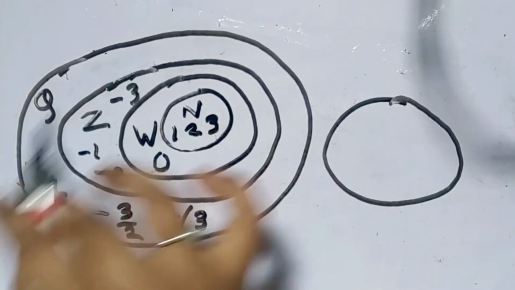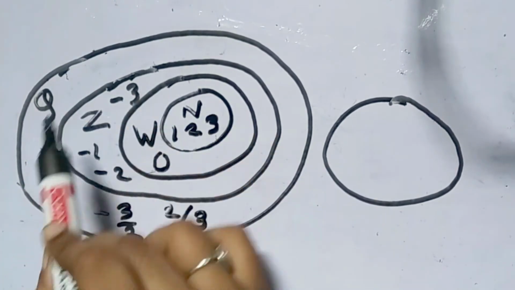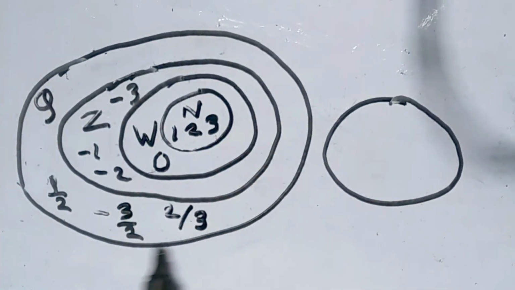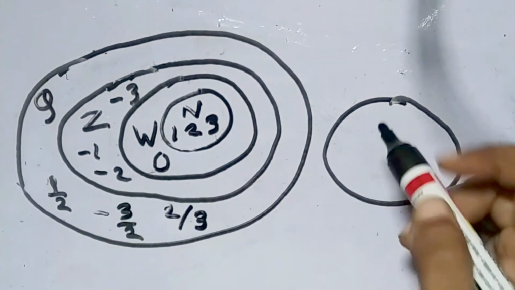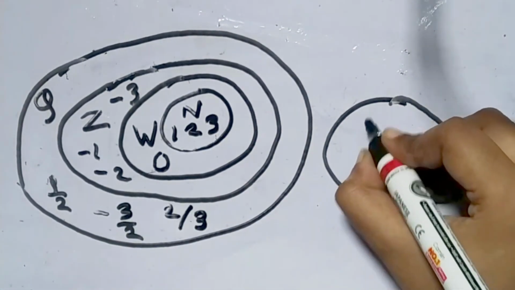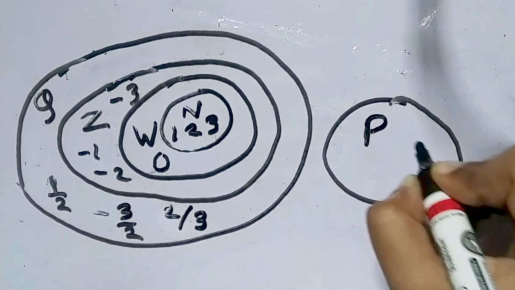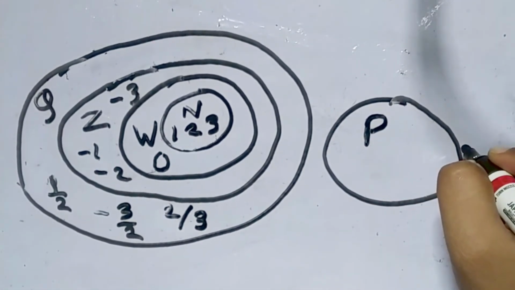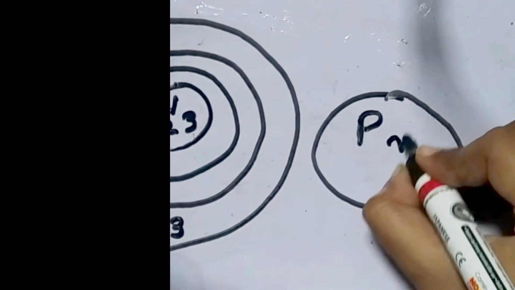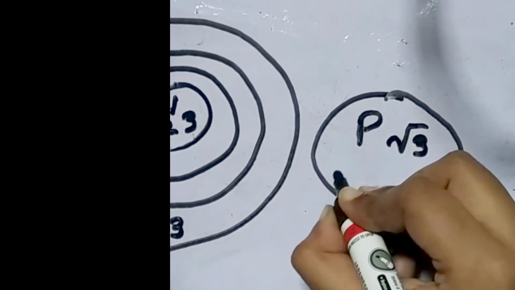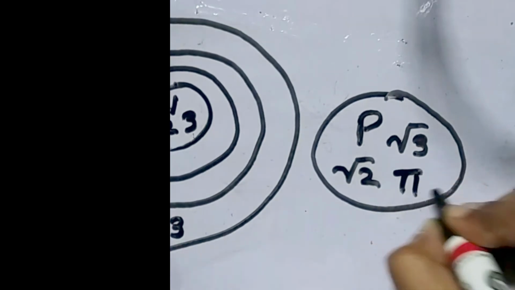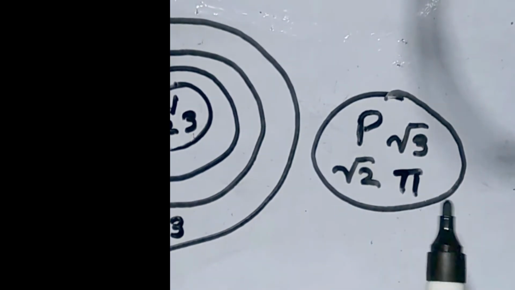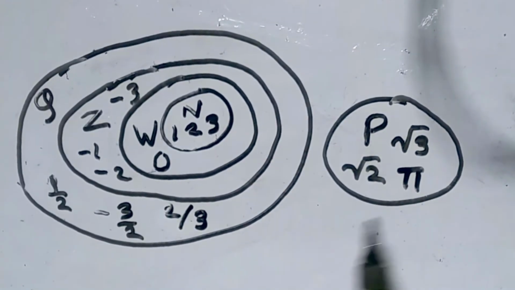The number which is not rational, the number which does not come inside this big circle, the full rational thing, the number which does not come here will come here. That is irrational numbers, which we denoted by P. And what are the numbers? Square root of 3, square root of 2 and pi. And many such numbers are there. So that is irrational numbers.